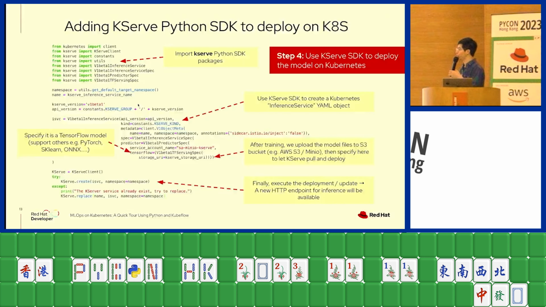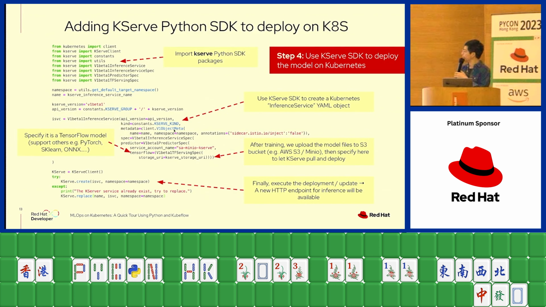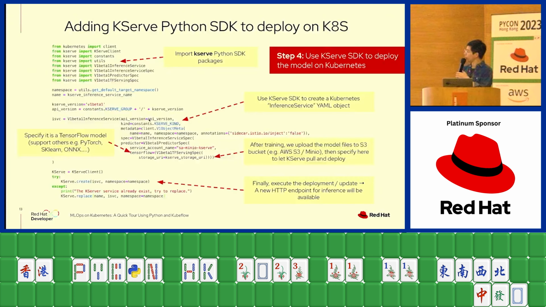The fourth step is to deploy, right? To deploy, you import another package called KServe. KServe is really the engine that powers the deployment of containers on Kubernetes. So here I specify an object.